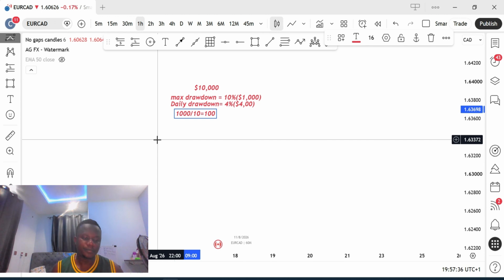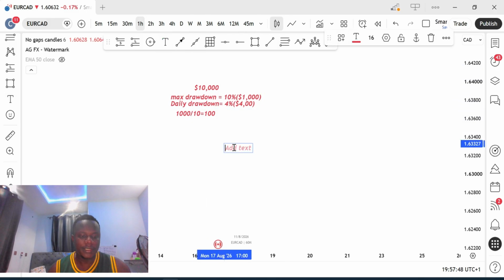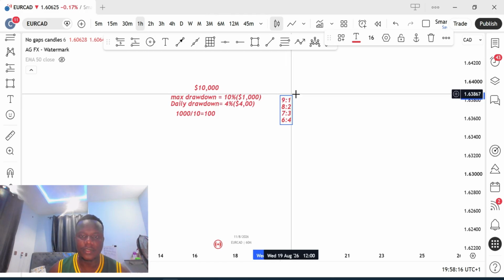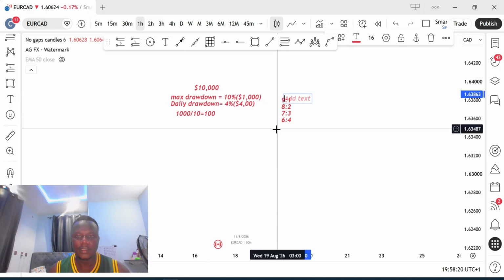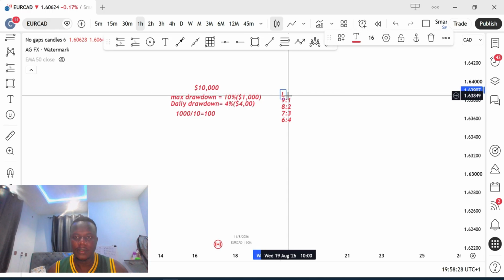So what we are going to do now, we are going to compare 4 different ratios. Let's say we start from 9:1, 8:2, 7:3, and 6:4. So what it means is, this side is loss, L, while this other side is win, W.